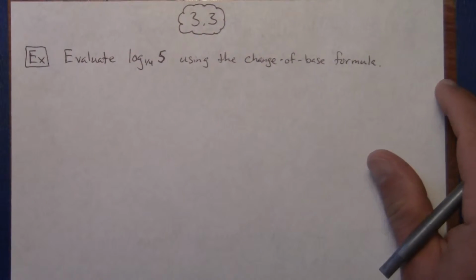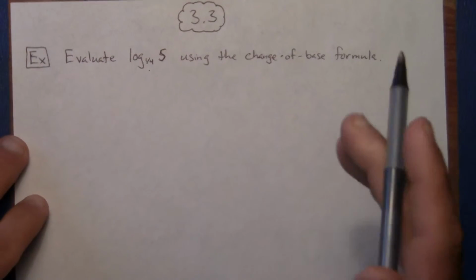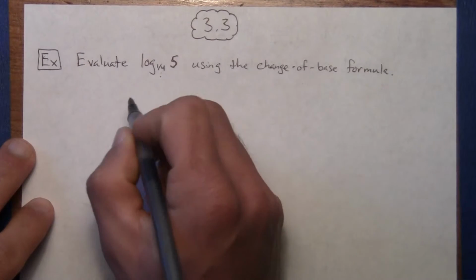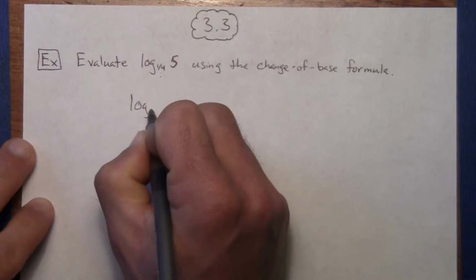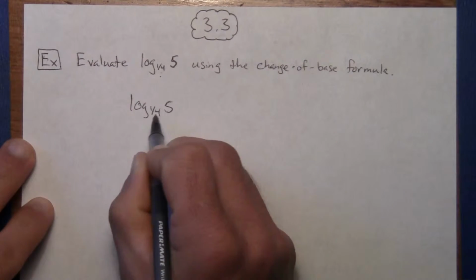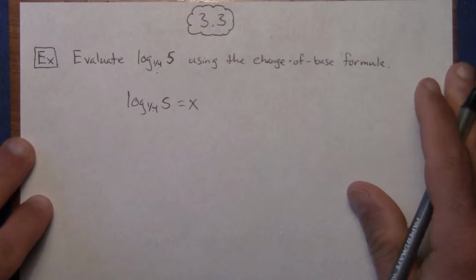The very first one, evaluating log base 1/4 of 5 using the change of base formula. Remember in class we said anytime you know the base number and the number behind it, you should be able to figure out what this is equal to. So this is kind of how the change of base formula works. We say, well, since I know these two things, I know it has to equal some sort of number, so I'm just going to say it equals x for now.